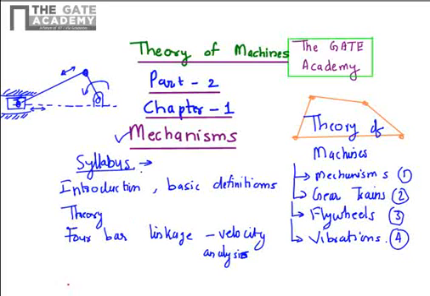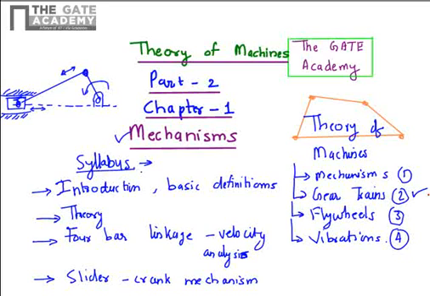Then we will move to the example of slider crank mechanism, which is a derivation from the 4-bar linkage mechanism. And then we will be doing some questions and solved examples.